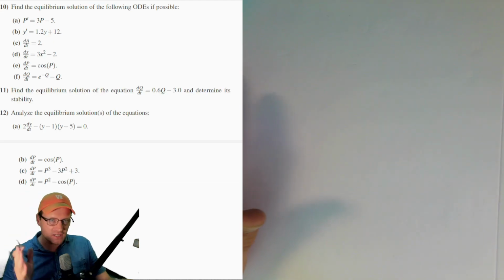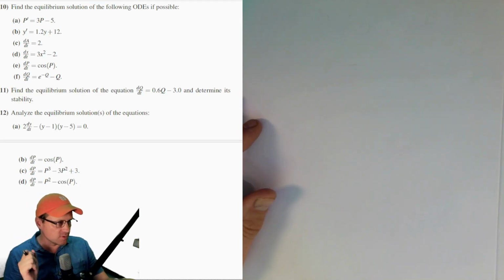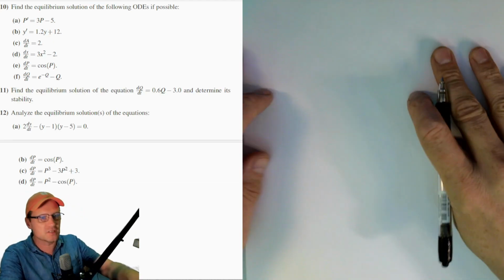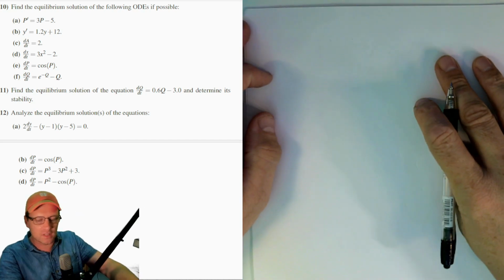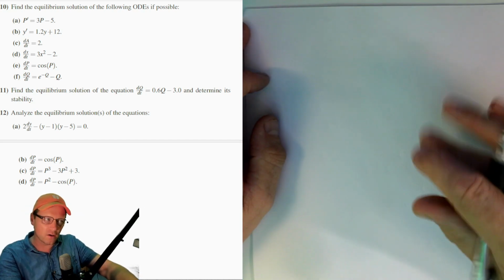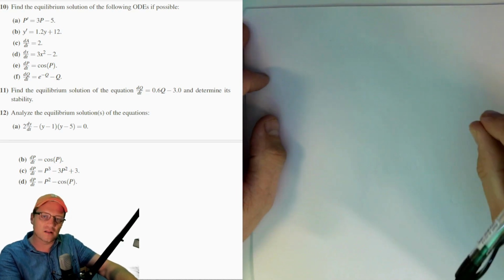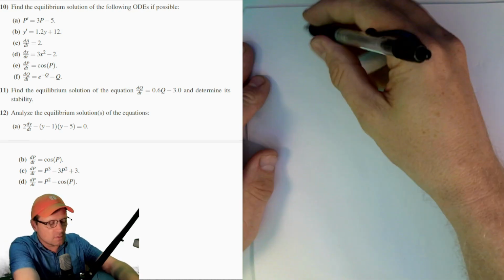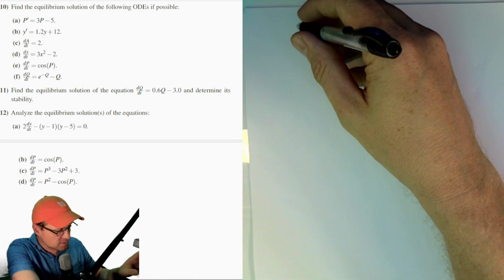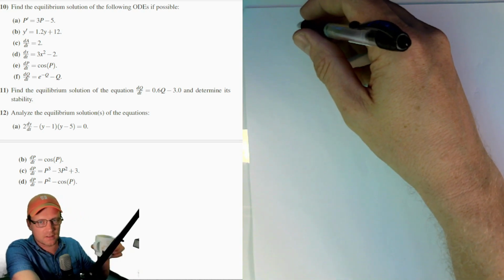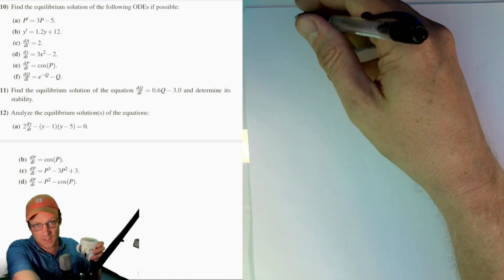Okay, question 10. We are looking at equilibrium solutions of various differential equations. So remember, an equilibrium solution is where the derivative is equal to 0, but it's not just temporarily, it's for all time. Okay? So an equilibrium solution is an actual trajectory to the differential equation.